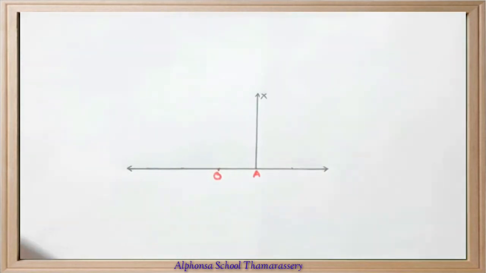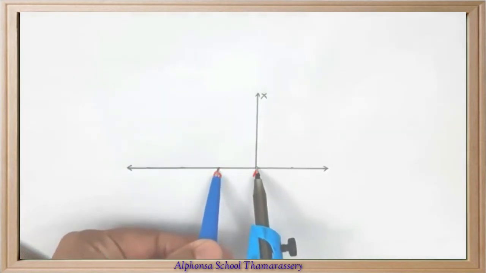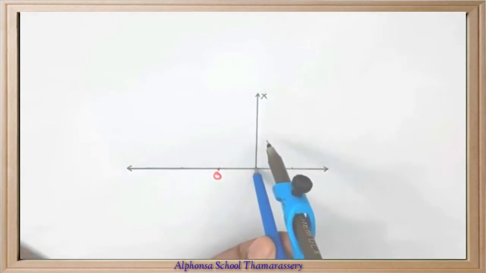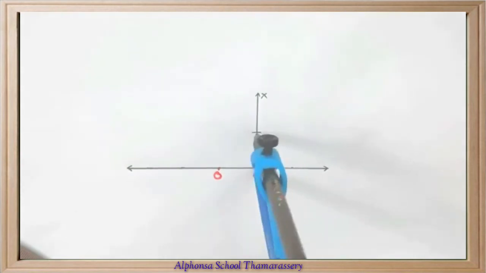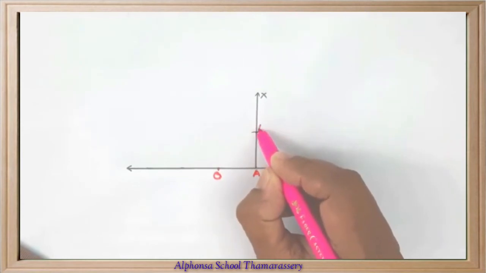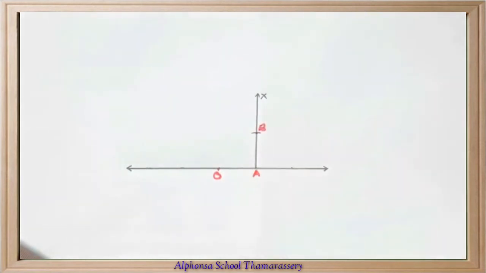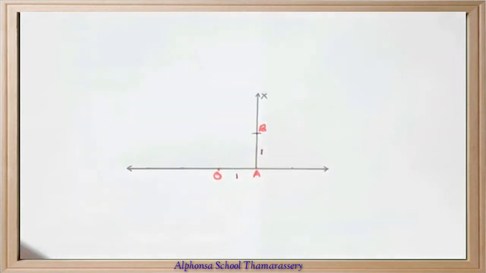And cut off arc AB equal to 1 unit. Take 1 unit in your compass and A as a center. Draw one arc. Mark that point as B. Now, OA is equal to 1 unit, AB equal to 1 unit. Now join OB.